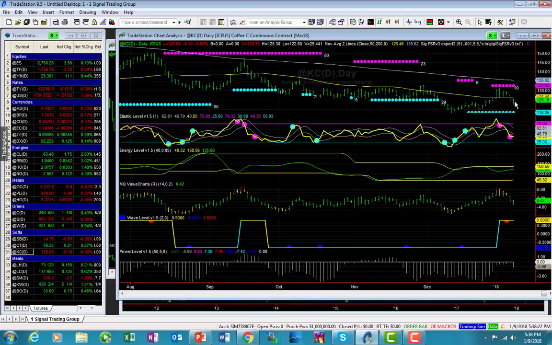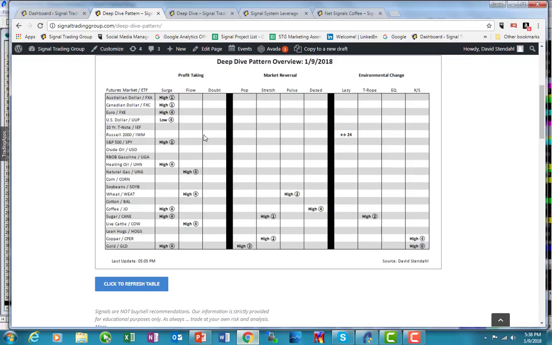So tomorrow's action, even though the systems are still short, we might see a bit of a bounce here, finding the support here. But if it's not able to hold, then we would find ourselves coming back down to this lower level here. So the systems are going to react the way that they want to react to the markets.